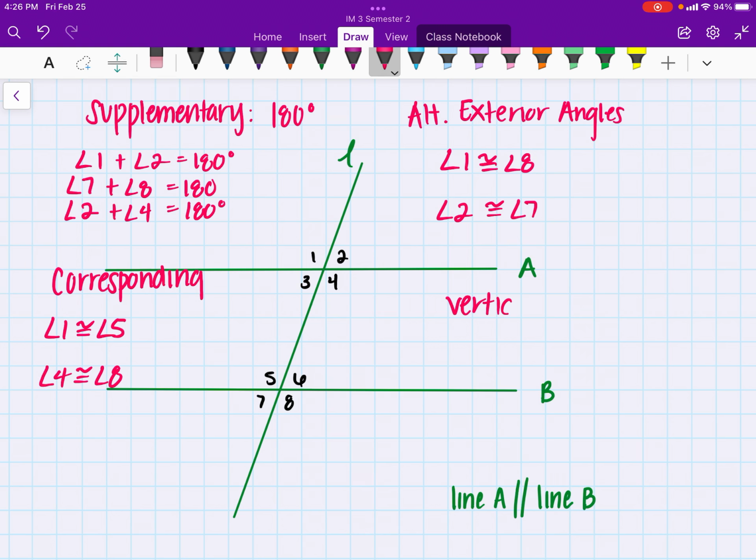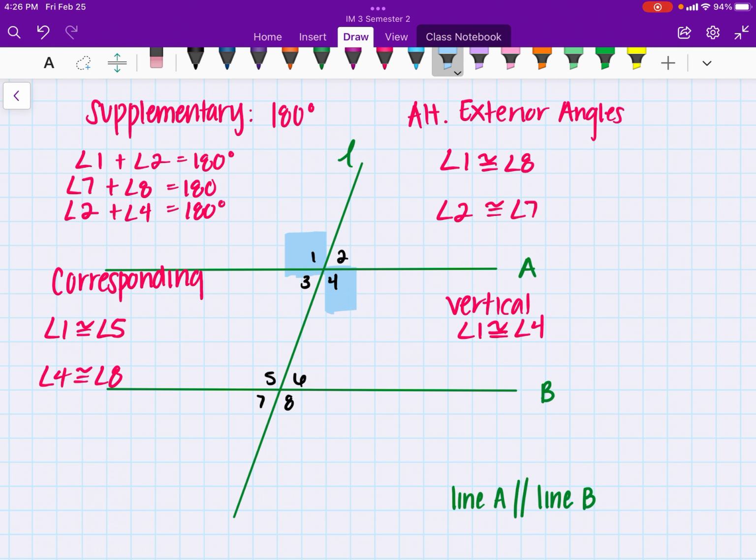Now, let's go ahead and talk about vertical angles. Vertical angles are angles that are attached, but they're going to be right across from each other. Not adjacent to it, like on the sides, but across from it, okay? So, for example, starting off with 1, the angle vertical to 1 is going to be 4. Both of those angles are congruent because they are vertical angles.